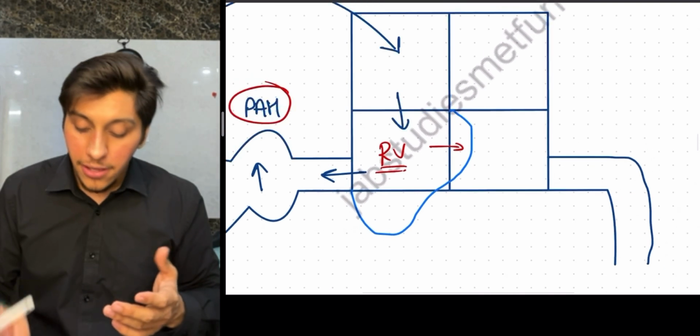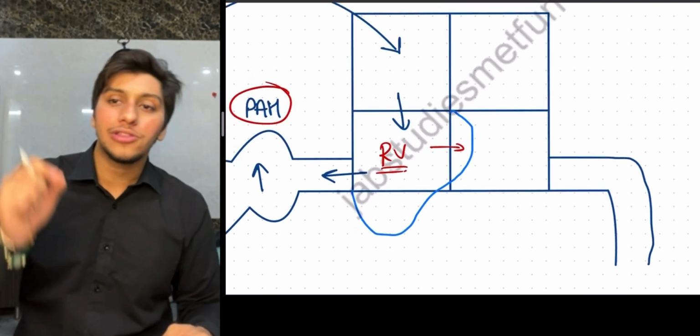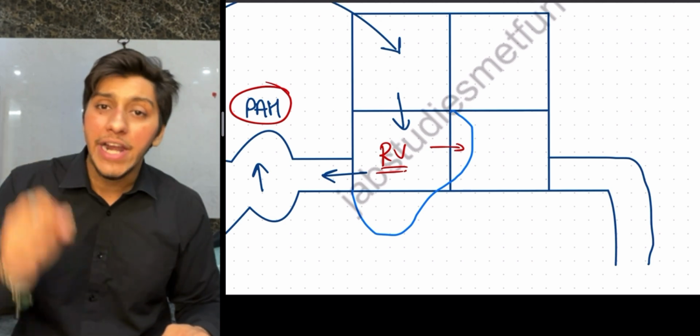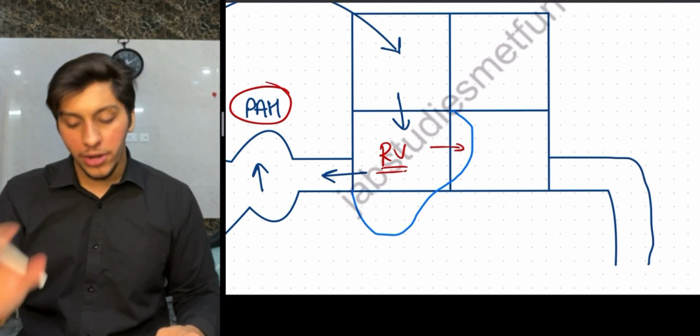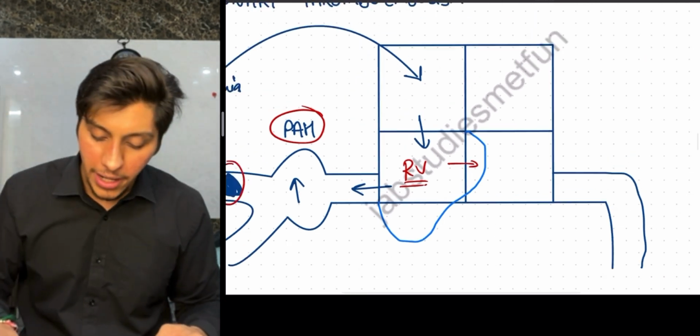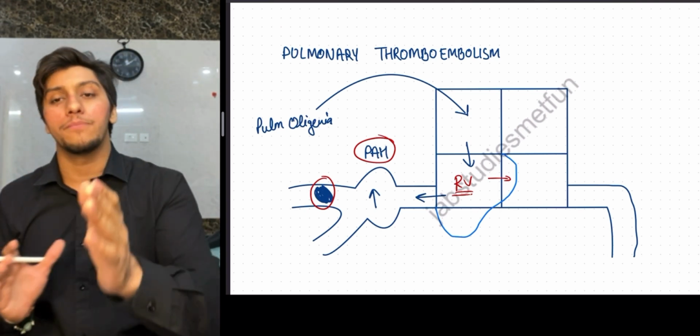So remember, guys, when you have a condition in which, because of pulmonary thromboembolism, you are having right ventricular failure, this is known as acute cor pulmonale. It is known as acute cor pulmonale, and this is the pathophysiology which you need to know with respect to pulmonary thromboembolism.